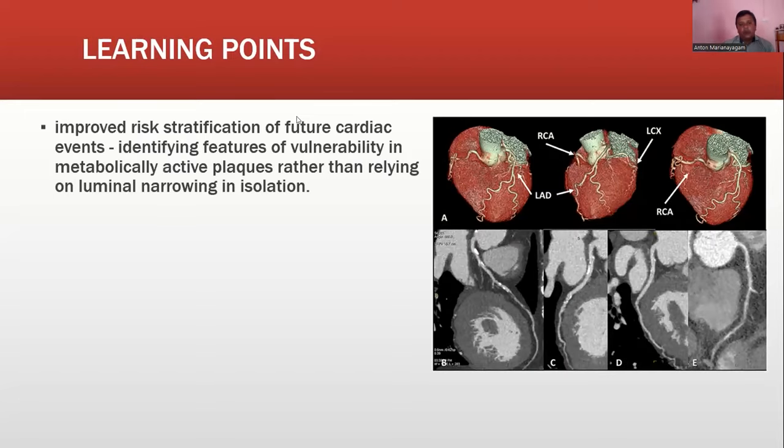So the learning points will be, when we use CT coronary angiogram, we improve the risk stratification of future cardiac events, because the CT coronary angiogram gives us insight about the plaque morphology. And now we know the atherosclerotic plaques, we have the low risk plaques and vulnerable plaques. According to the fibrous caps and the internal matter, the vulnerability of each and every plaque varies, and the luminal narrowing alone will not give us the information about the future risk of plaque rupture in a particular plaque. So now we go for risk stratification beyond the luminal narrowing assessment.